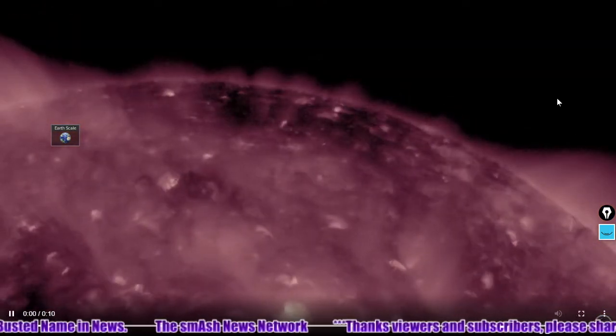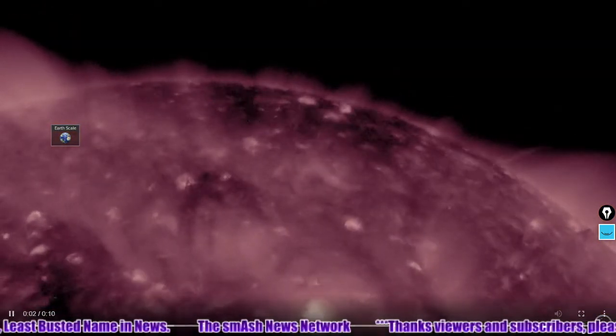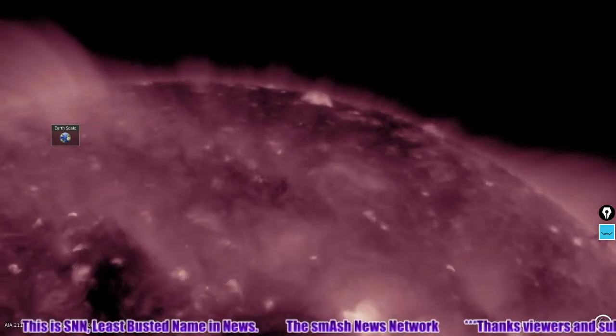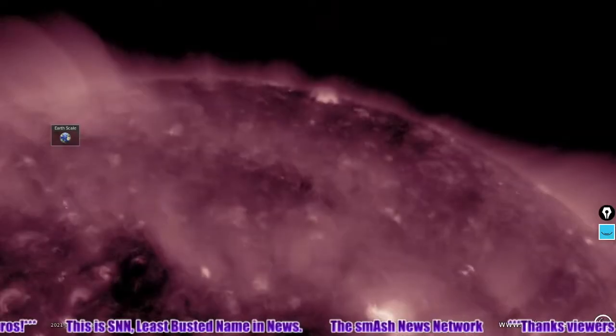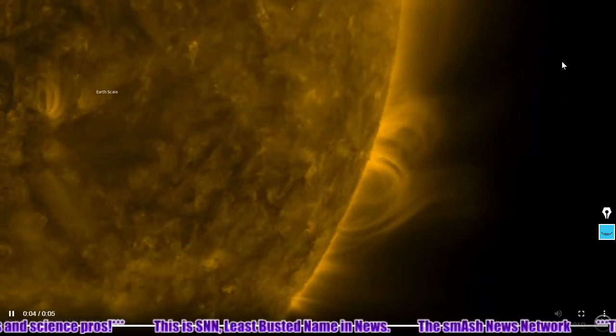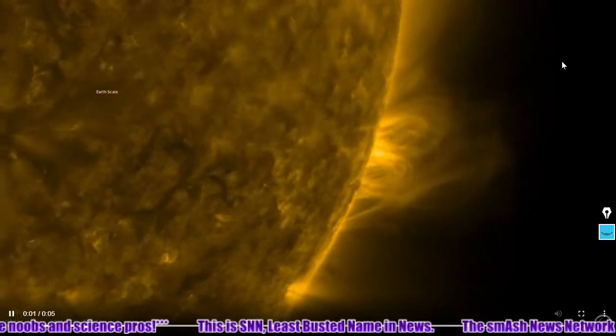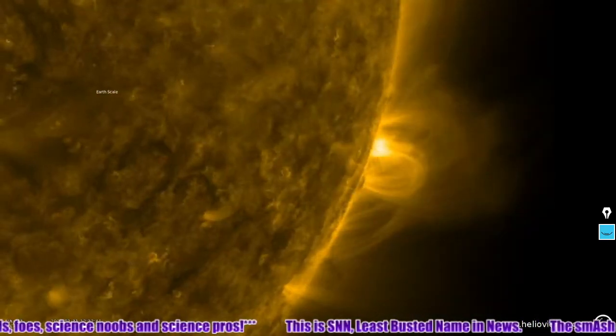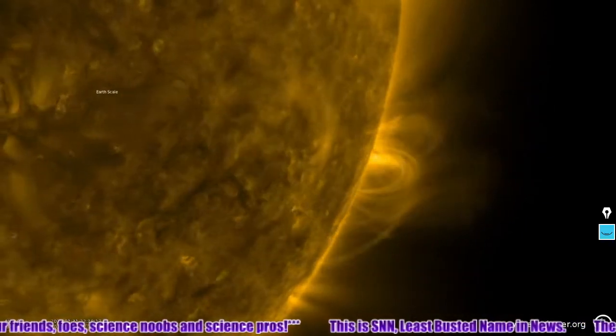Here it is in 211 angstroms. And here's the setting area, a large sunspot that's finally moving fully out of view there in 171 angstroms. It's about time to close this thing out.